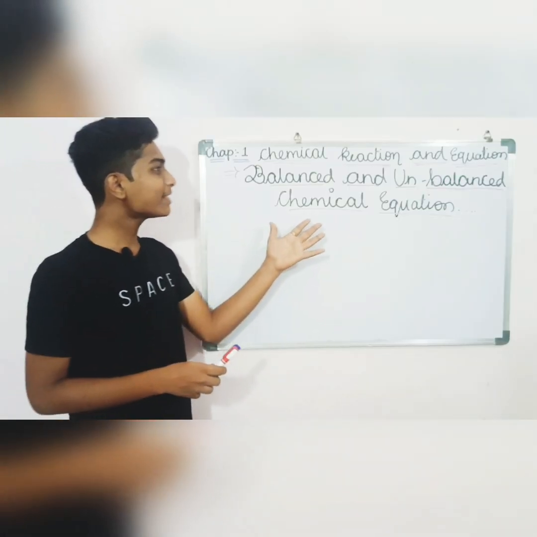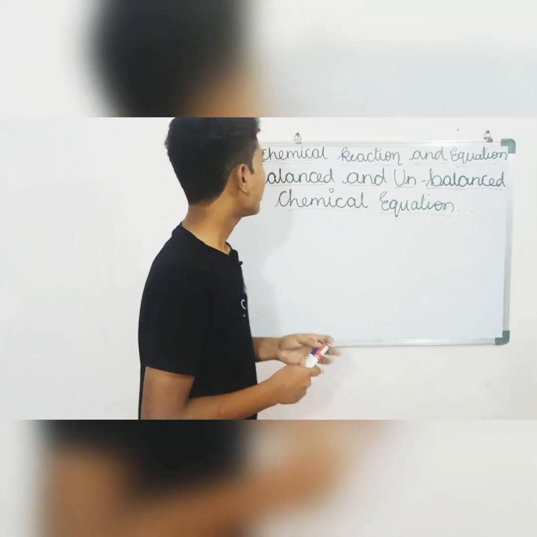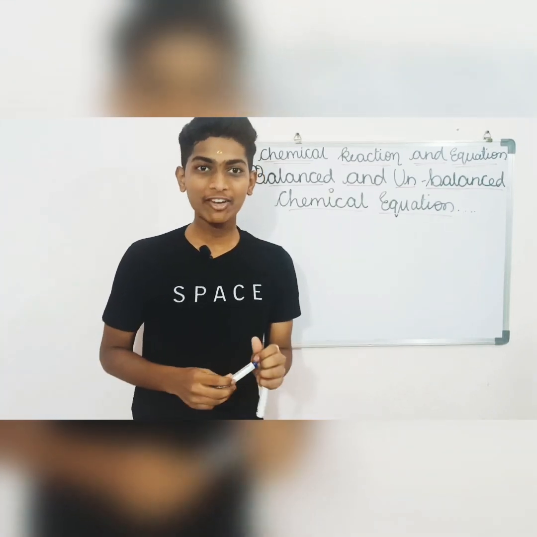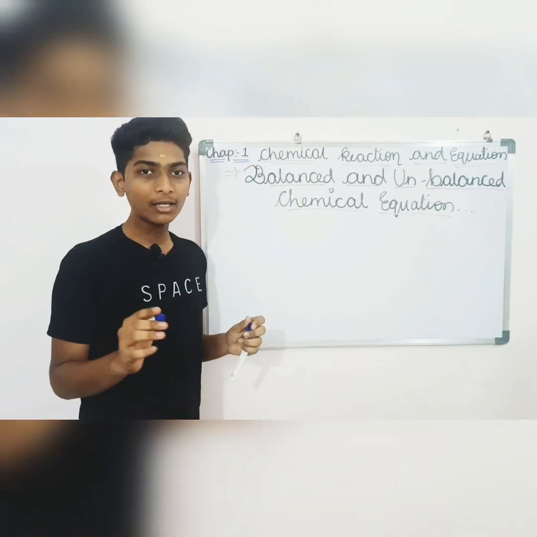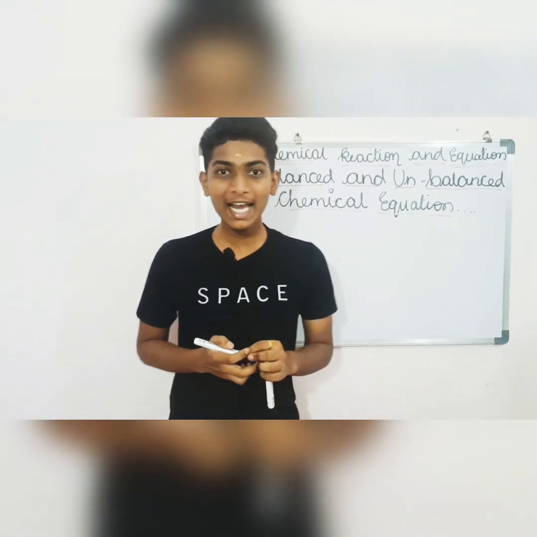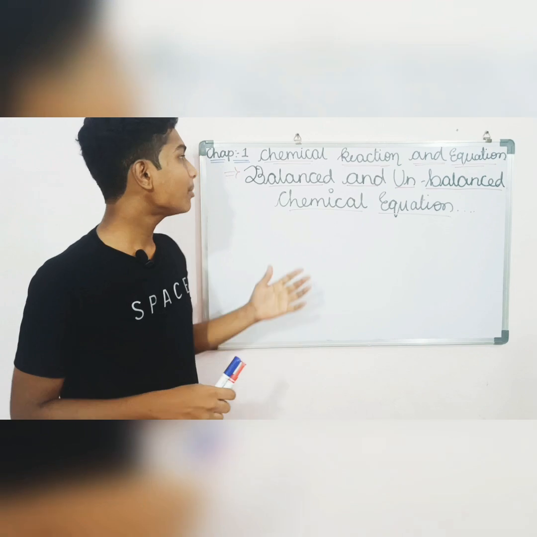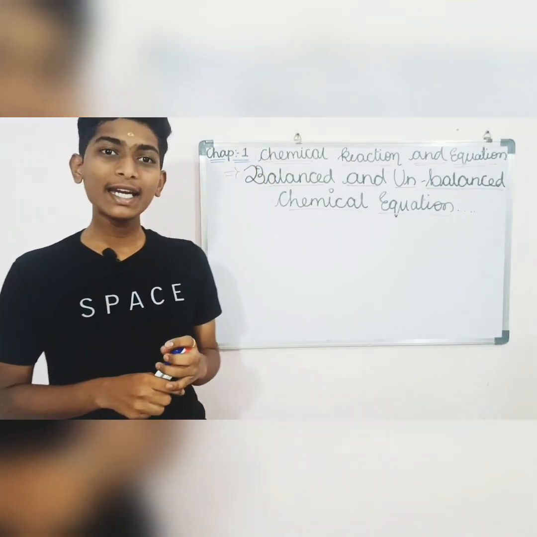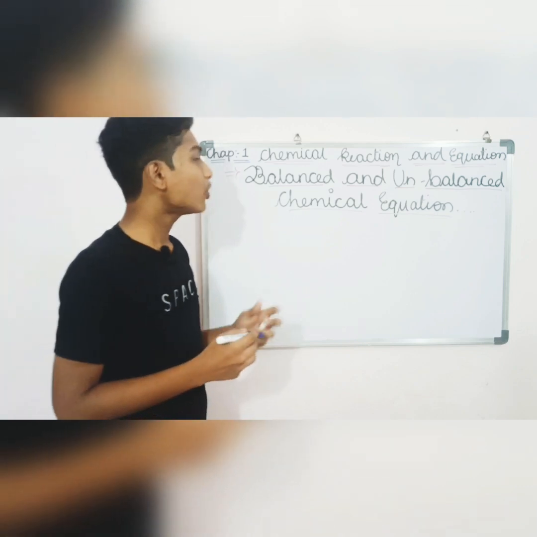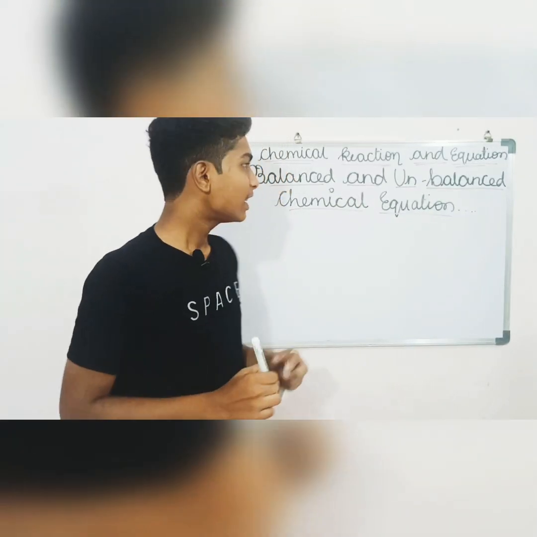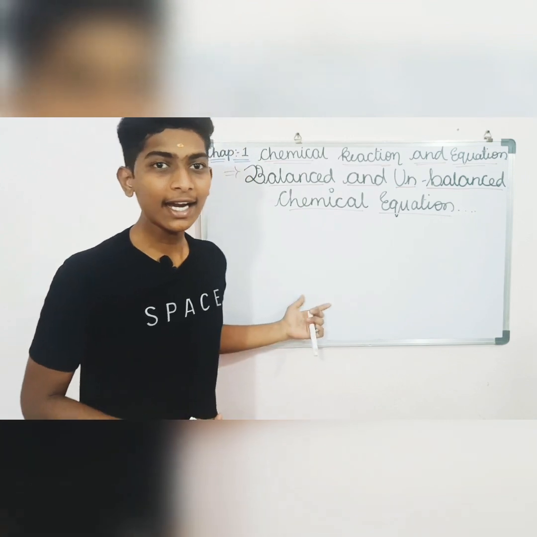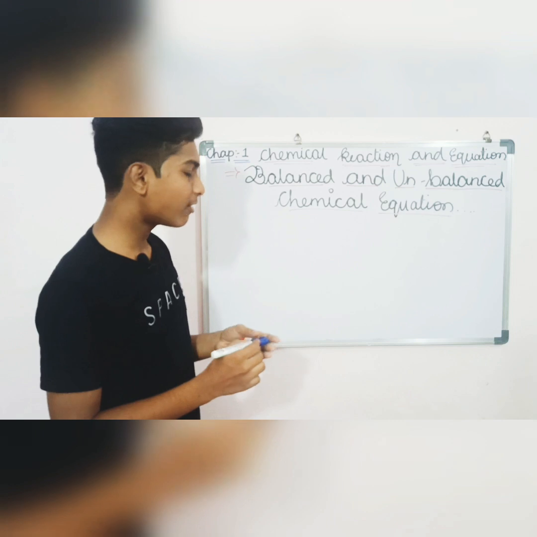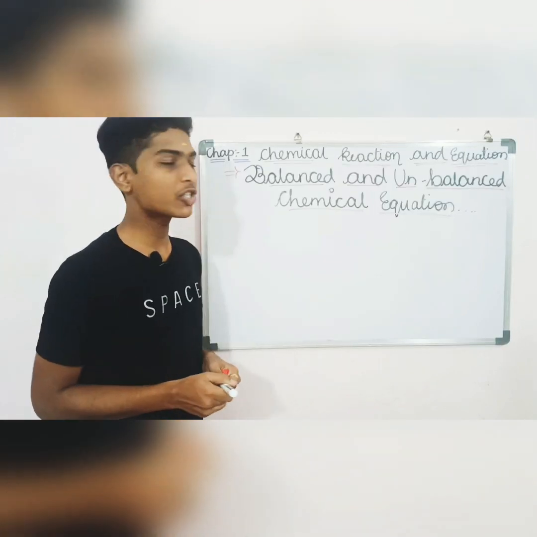Okay, balanced and unbalanced chemical equations. So what are balanced chemical equations? In our usual chemical reaction definition, we learned that a chemical reaction is a reaction in which the rearrangement of atoms takes place. So in this rearrangement of atoms, the number of atoms at the reactant side and the number of atoms at the product side must and should be equal. Then only that equation is termed as a balanced chemical equation.